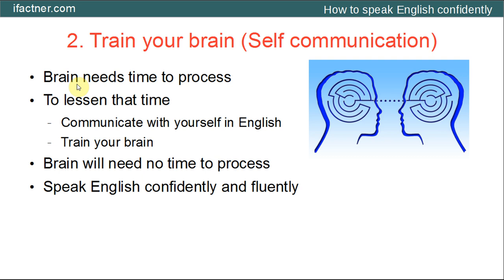As English is not a native tongue of many of us, our brains need time to process our thoughts from our native language to English and vice versa. To lessen this processing time from one language into another, we should train our brain. Our brain can be trained with our thoughts. Start thinking in English. Communicate with yourself in English. By doing this, you will realize that your brain gets trained and it needs less and less time to process.